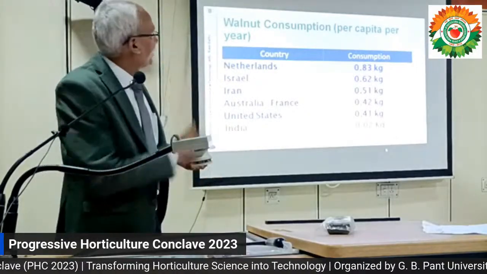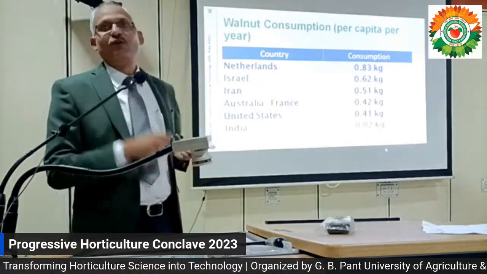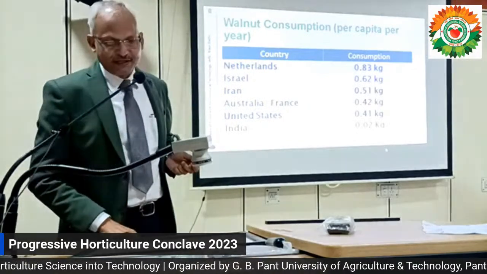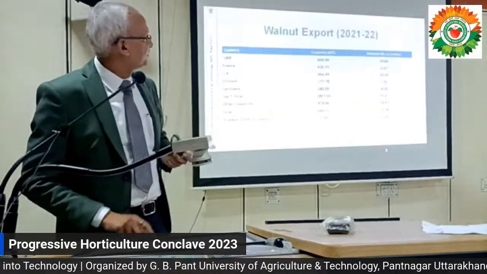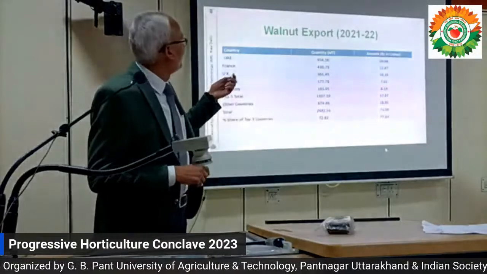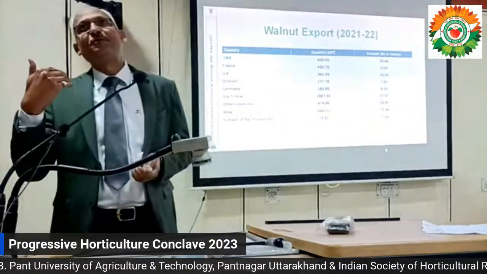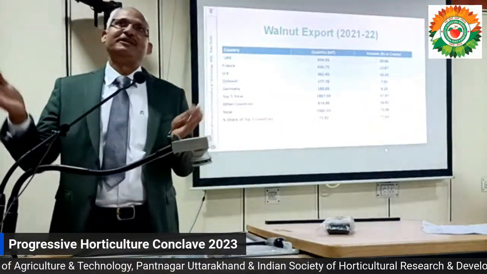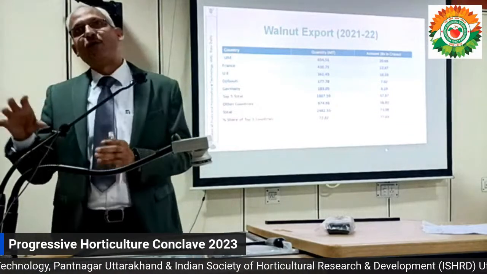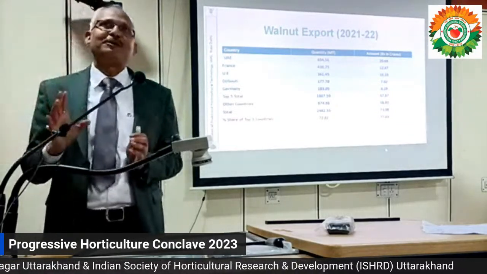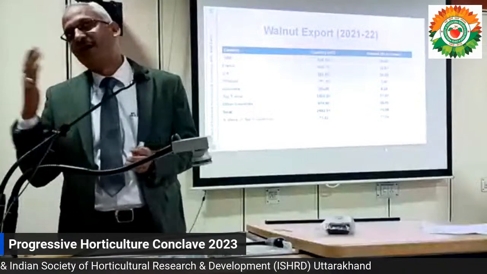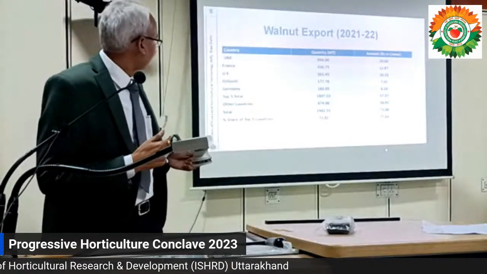So this is our per capita walnut consumption. We are only at 20 grams per person per year as compared to other countries. This is our walnut export figure, because 10 or 15 years back, the whole walnut was exported in terms of shell. But nowadays, only kernel is being exported. 95% of our export is in the form of kernel.